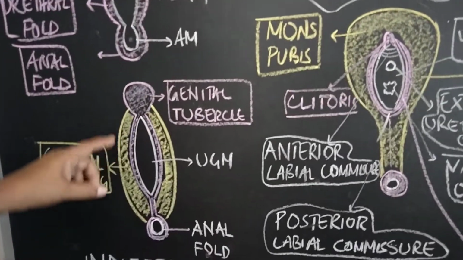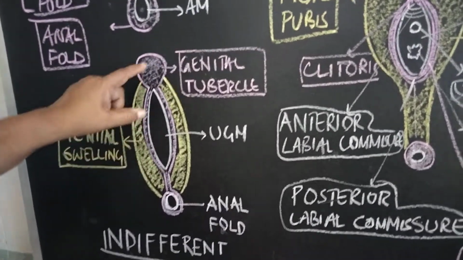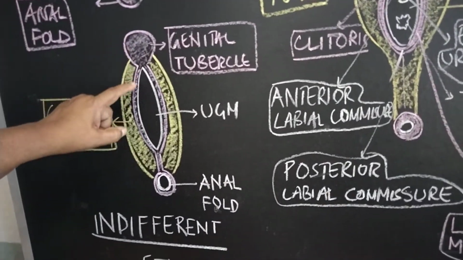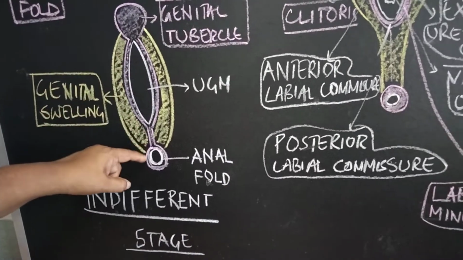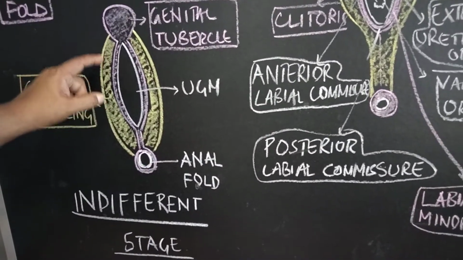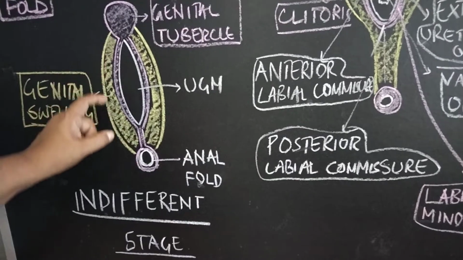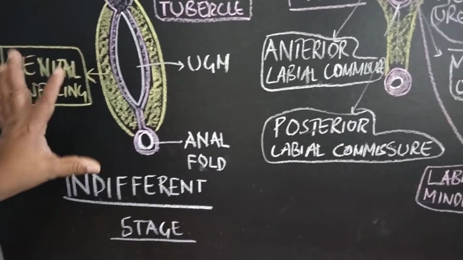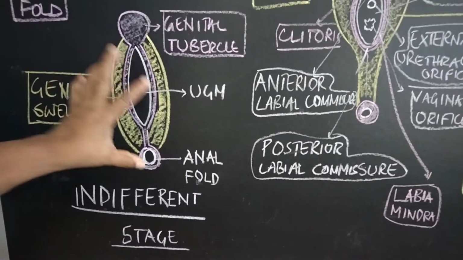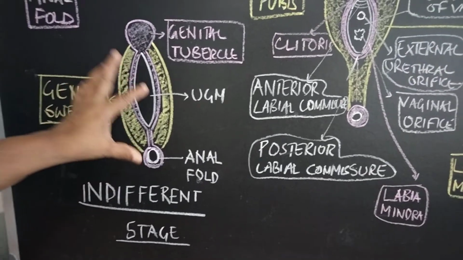Now in the 6th week, this is a picture of the indifferent stage. This is the genital tubercle. Surrounding this is the urethral fold, this is the anal membrane, but on the surrounding mesenchyme one more fold comes, this is called the genital swelling. Okay, so this is the indifferent stage, that is after 6 weeks.